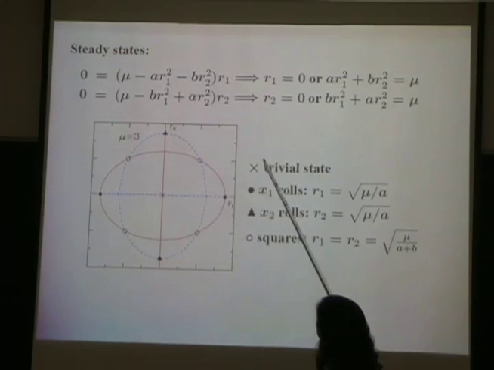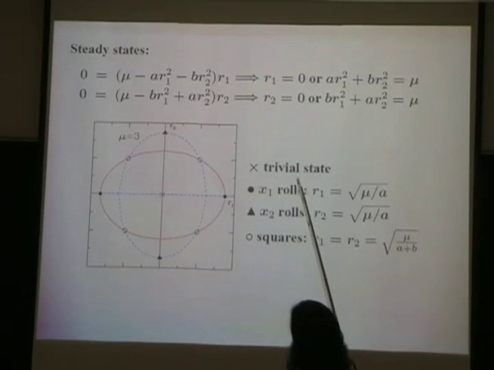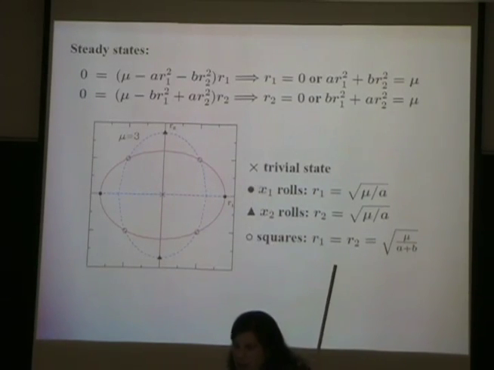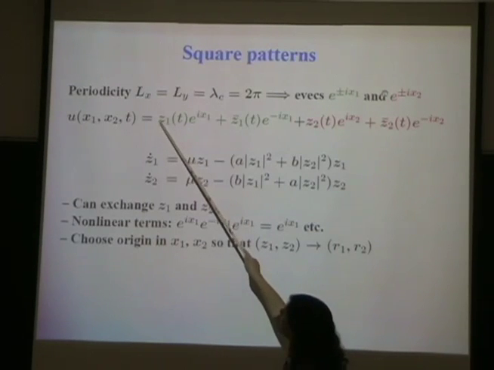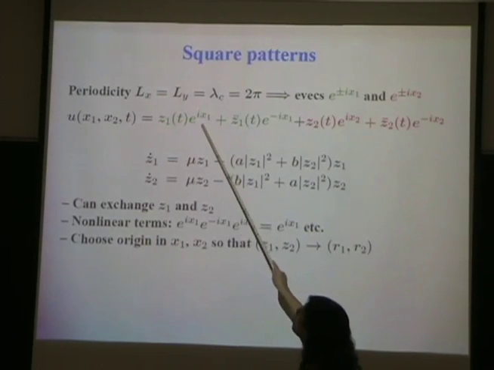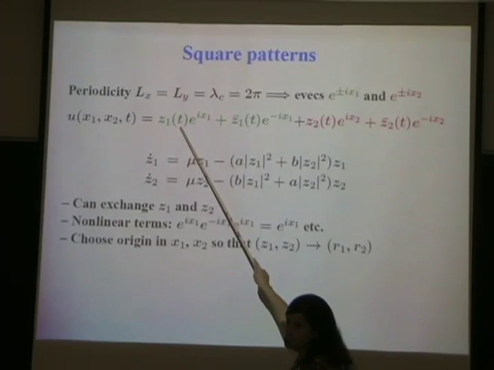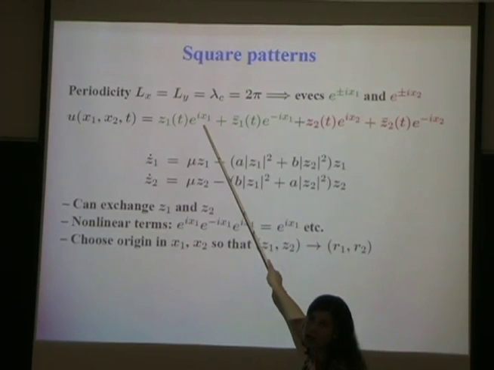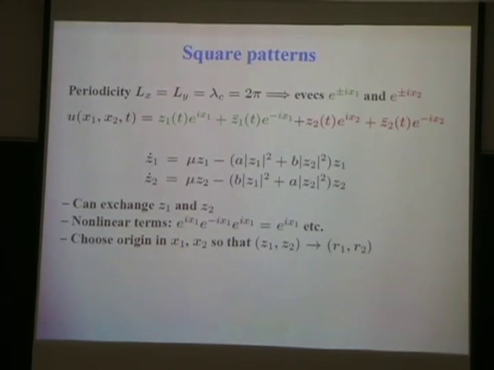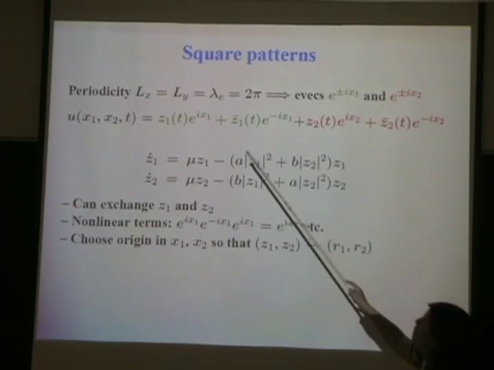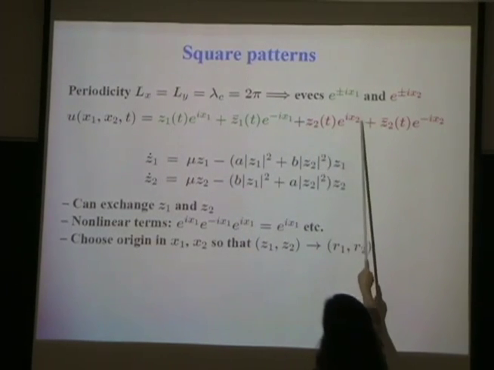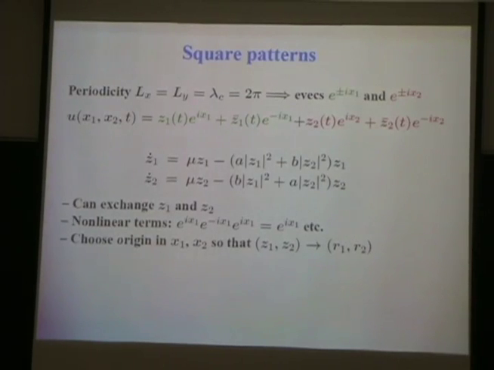So you have the x's, which are the trivial state 0. You have the circles, which just have R1. Let me remind you, I'm getting lost. R1 is the magnitude of Z1, and so it's the magnitude of a functional form e to the ix1. So I'm talking about having functional form e to the ix1. I'm talking about something like this. This is e to the ix1, and R1 is the magnitude of that functional form. It's multiplied by this. Or I can have one that's R2, and that means I have something of the form e to the ix2, so that's like this.